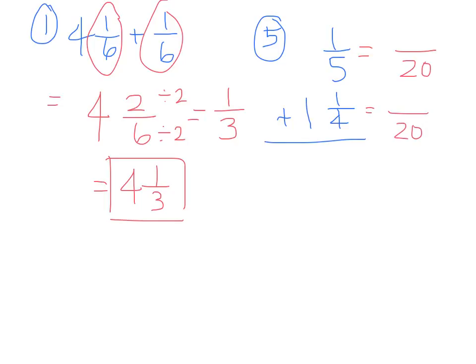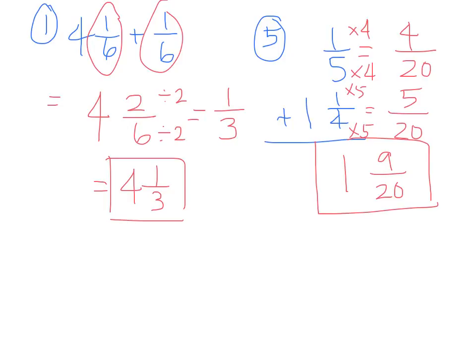So how many 20ths is 1/5 equal to? Times 4, times 4, so 4 20ths. And then 1/4 times 5, times 5, equals 5 20ths. So now I can add 4 20ths plus 5 20ths, which gives me 9 20ths, and then don't forget the 1. 1 and 9 20ths. Is 9 20ths in simplest form? Yes, it is. So then all I need to do is box it.